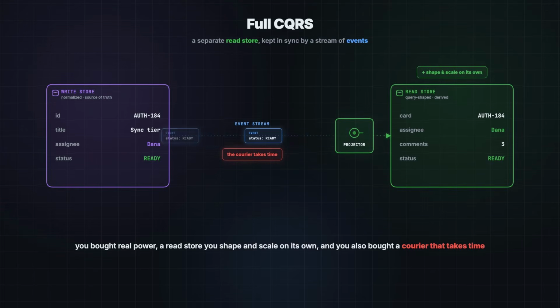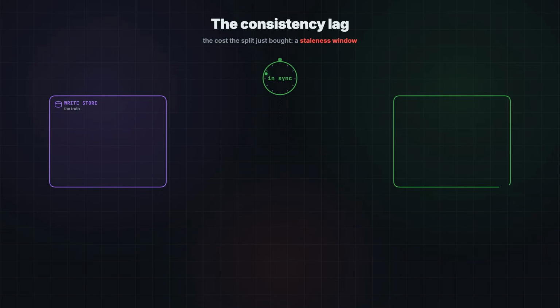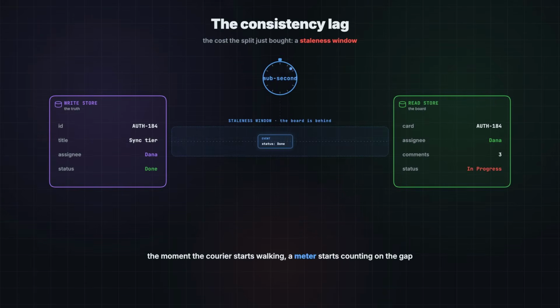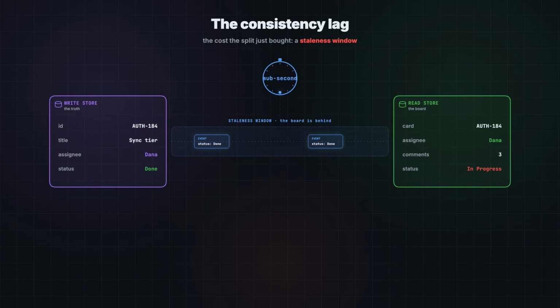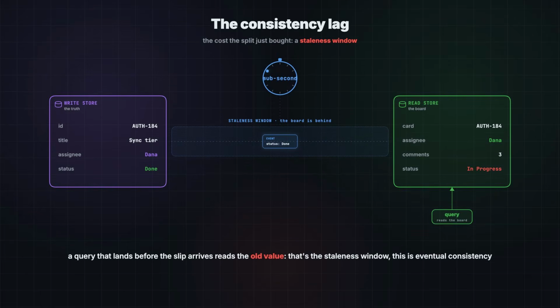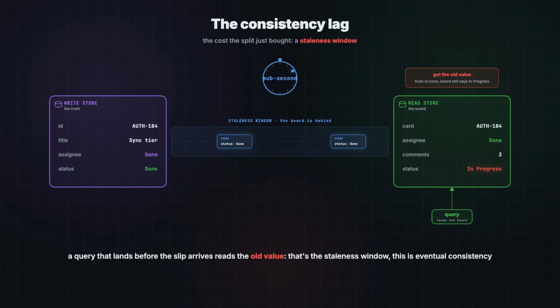You also bought a messenger, and that messenger takes time. This is the cost the split just bought. The moment the messenger starts walking, a meter starts counting the gap. If a query lands before the slip arrives, it reads the old value. The board is behind the truth for a moment, and that moment is the staleness window. This is eventual consistency. Under normal load, it's tiny, well under a second.